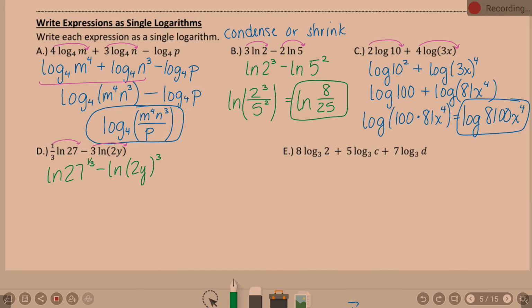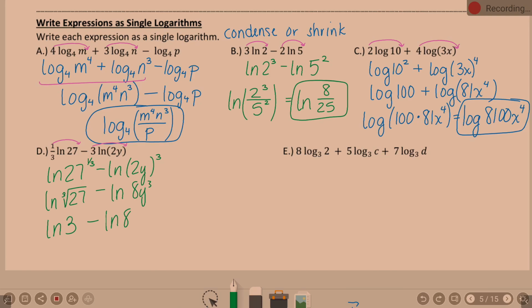Folks, I've taught you this semester even. What's a 1/3 power mean? Cube root. Right? A 1/2 power means square root. 1/3 power means cube root. So this is really natural log of the cube root of 27. What's the cube root of 27? 3. So this is really natural log of 3. Now, what about natural log of 2y to the third? 8y to the 3rd. This is going to become natural log of 8y to the third.